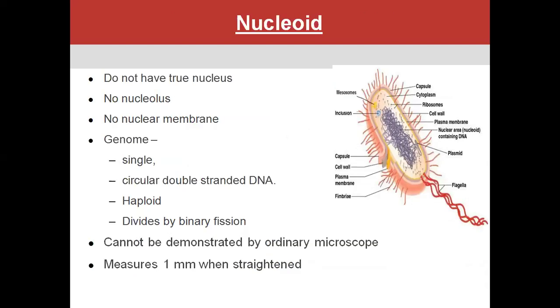Next, nucleoid. Bacteria do not have a true nucleus. There is no nucleolus and no nuclear membrane. The genome is a single, circular, double-stranded DNA. The DNA is haploid and it divides by binary fission. This DNA cannot be demonstrated by an ordinary microscope, and it measures 1 mm when straightened.